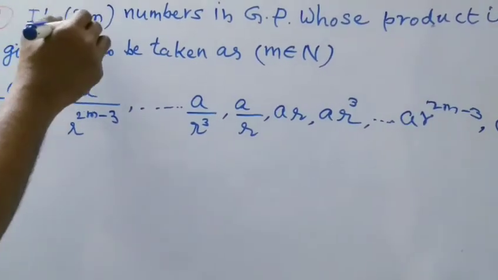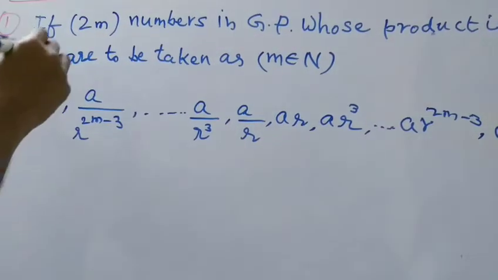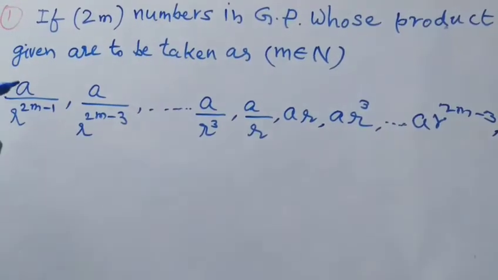When 2m numbers are in geometric progression, this is applicable. Now we are going to the second one.